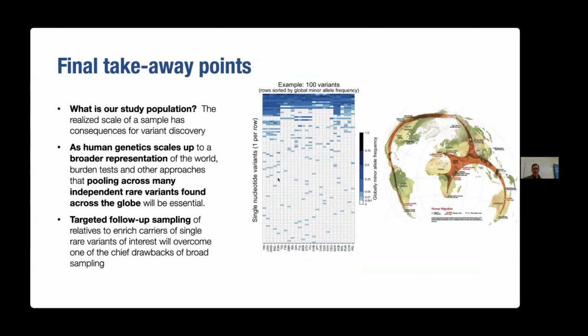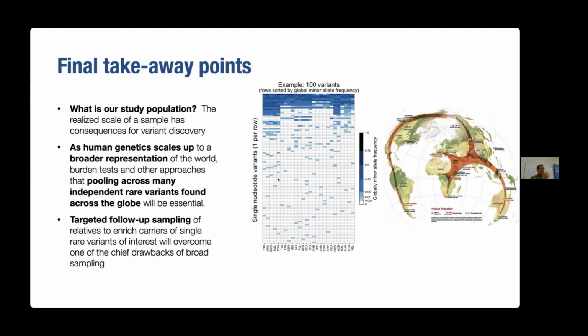Okay. I think I've made these points multiple times, but I'll put it a different way. What's happening in human genetics is that we're sampling more broadly. We just are, and we can't not sample more broadly. Given that, we're going to be discovering lots of variants from different parts of the globe at really low frequencies. So we really need to be thinking about burden tests that pool all that information together, because it's going to be trickier to get many carriers for the rarest variants.